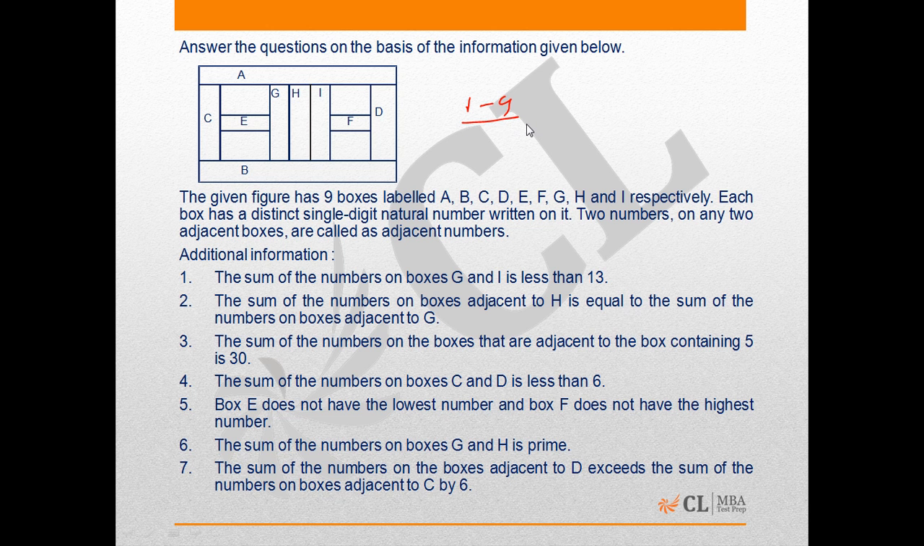Two numbers on any two adjacent boxes are called adjacent numbers, which means the numbers written on the boxes A and C would be considered adjacent numbers. The same would be the case with A and D, and so on. Some additional information is also given here.